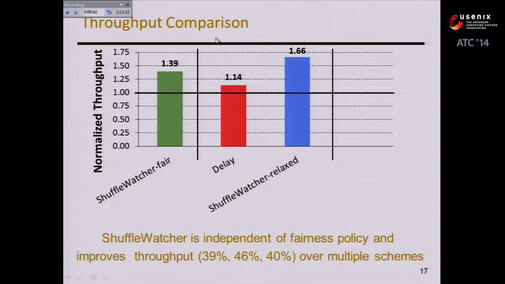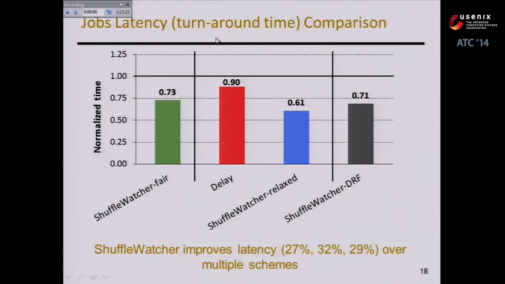And for ShuffleWatcher Relax, we also implement the same thing. We also relax the fairness to the same extent to do an apples-to-apples comparison. So over here, we see that we improve throughput in all of the cases. The fourth bar is ShuffleWatcher DRF, which is normalized against the DRF scheduler, and it's the same thing: we improve throughput in that particular case as well. So our bottom line is that ShuffleWatcher is independent of fairness policy and improves throughput over multiple schemes.